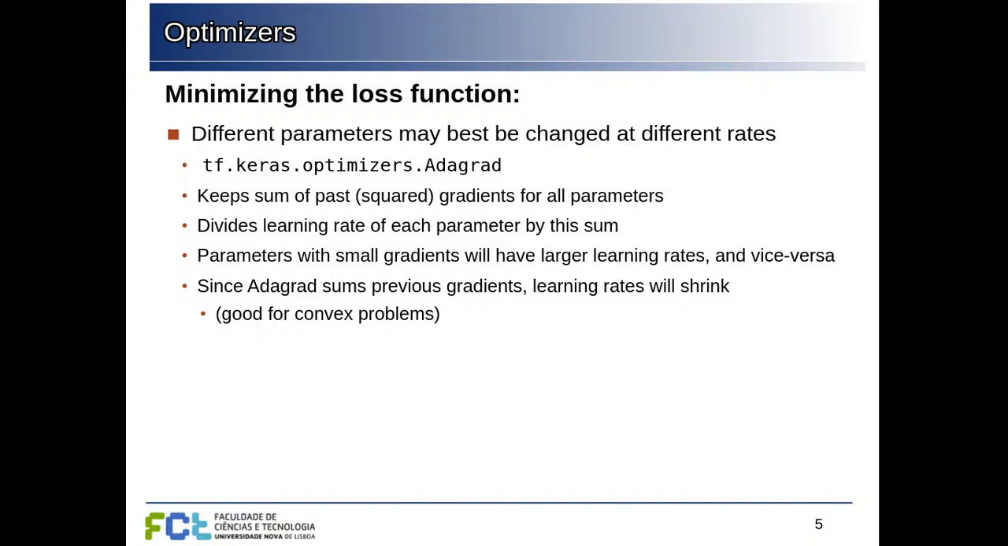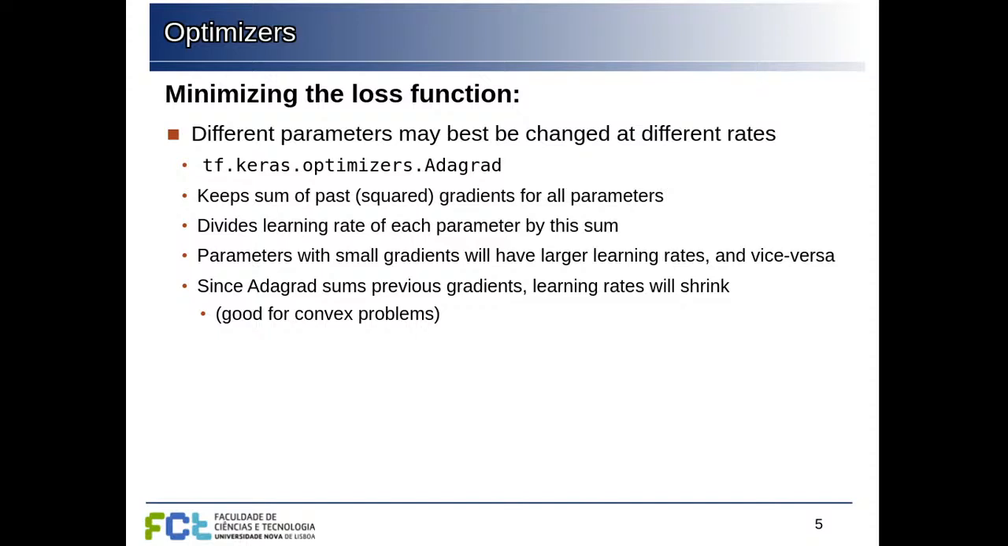Also, since AdaGrad keeps adding these squared previous gradients, this number keeps growing during the optimization, which means, since it's dividing by that number when computing the updates, the learning rates will slowly shrink during training, and this is good for convex problems.